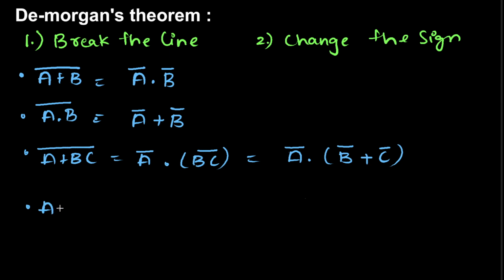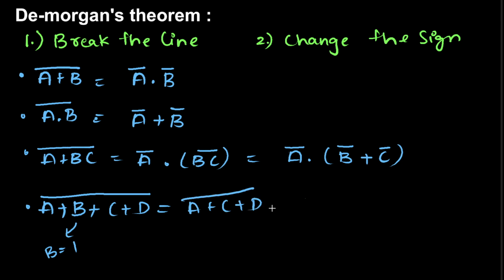Suppose if I am having four variables, a plus b plus c plus d whole bar, then what can I write this as? If the value of any of these is given, I will separate this one. Suppose let us take b is equal to 1. Then b plus c plus d I will leave as it is, and then I will write into b bar. Then b is equal to 1, so that will become 0. Then my whole answer will become 0. That way you can easily solve the expression.